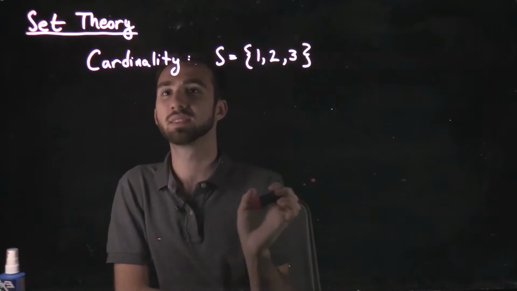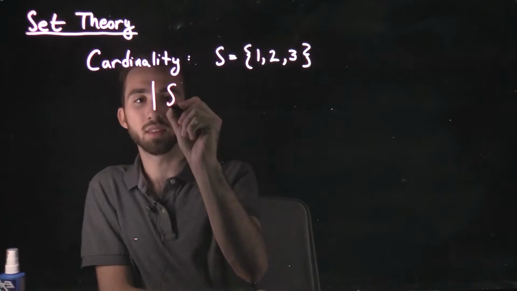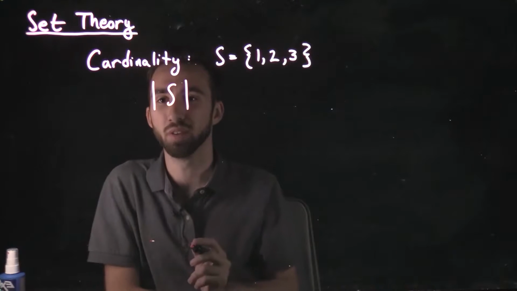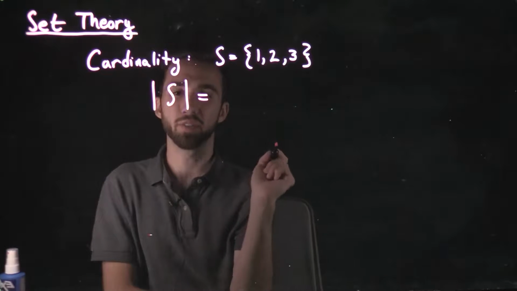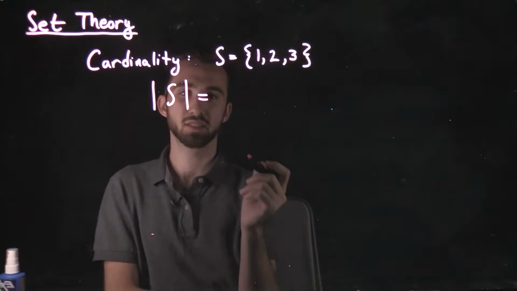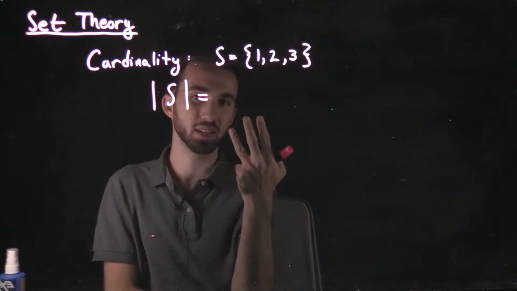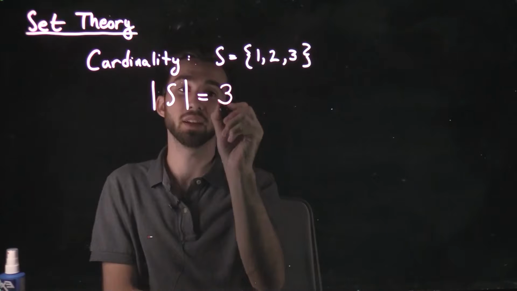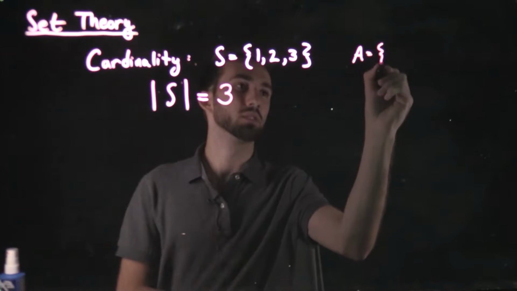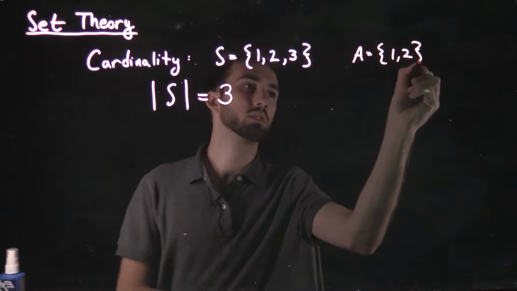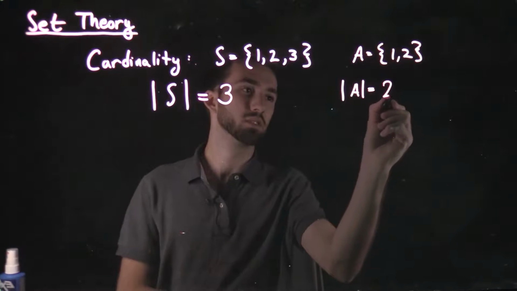So given our set S, we define the cardinality of a set, and the way you do it is like this. It's like the absolute value of S. We define the cardinality to be the number of things inside of S. So in this case, there's 1, there's 2, there's 3. So there's 3 items inside of S. So the cardinality of S is 3. If we had another set, say for example A, that was 1, 2, the cardinality of A, there are 2 things inside of it, so the cardinality is 2.